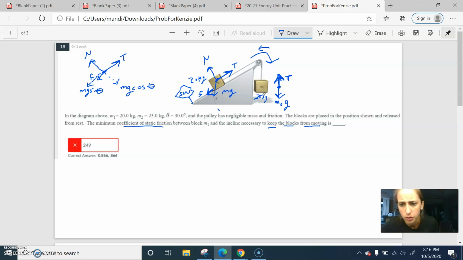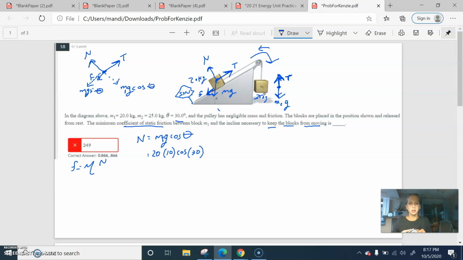We need to do friction. We know friction equals mu times the normal. So we need to find that normal. From our free body, we can tell that normal equals mg cosine theta. So that's m1g. M1 is 20, and g in your class is 10 for some reason. And that theta is 30 degrees. Cosine 30 is not a handy number. Sine 30 is, but not cosine 30.